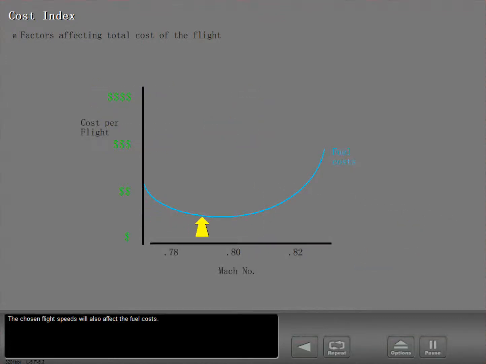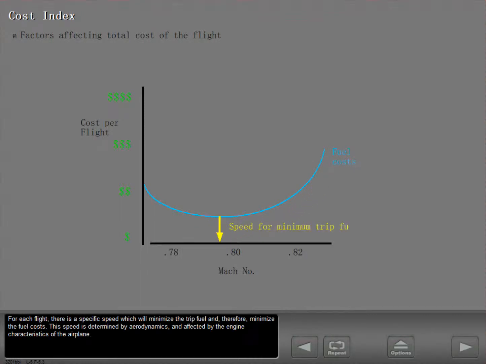The chosen flight speeds will also affect the fuel costs. For each flight, there is a specified speed which will minimize the trip fuel and therefore minimize the fuel costs. This speed is determined by aerodynamics and affected by the engine characteristics of the airplane.